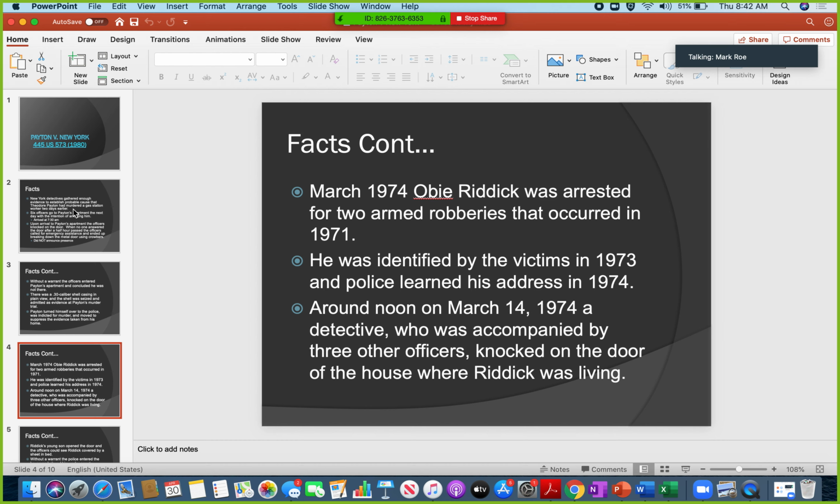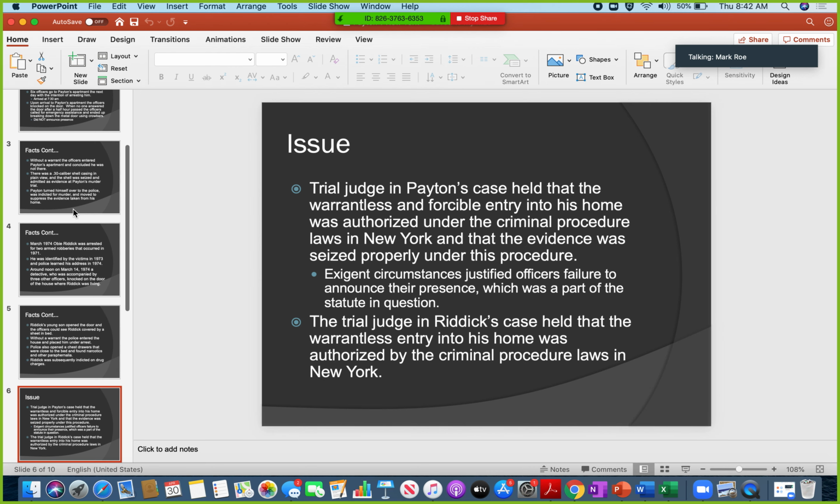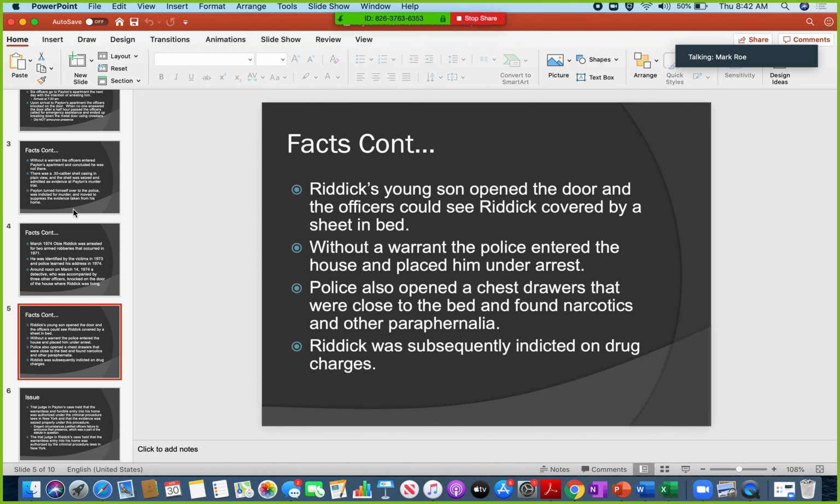And again, similar deal here. That Obie Riddick was wanted or arrested for 2 armed robberies. He gets identified by the victims. Officers go to his house. Riddick doesn't answer the door. Somebody else does. Again, the key fact here is without a warrant, the police enter the house and arrest him. They also start searching his apartment. He gets in trouble for drug charges. Okay. And so those are the facts.